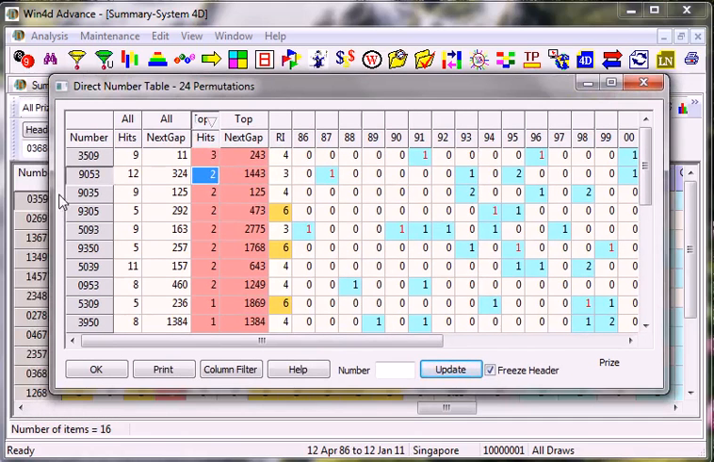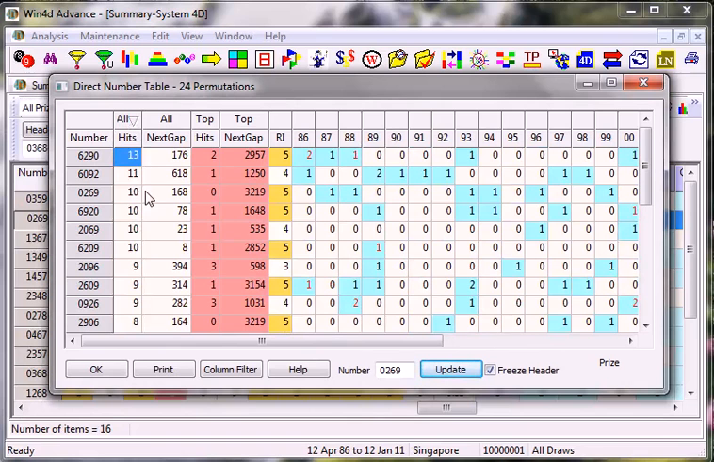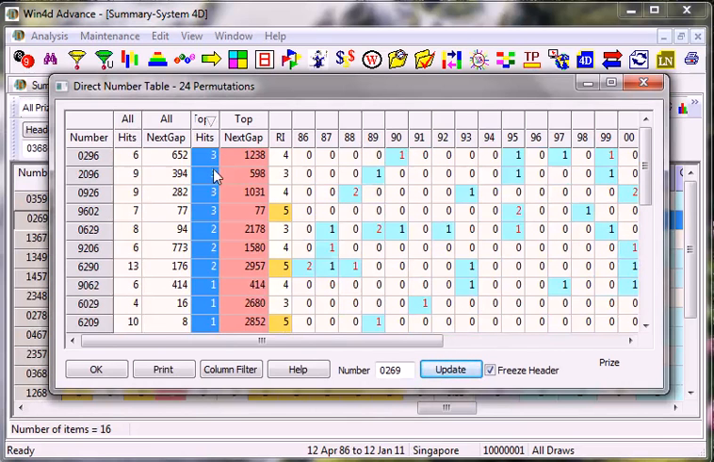Let's say we take a look at 0269. Same thing. The most frequent direct will be 6290, and the most frequent direct for top prize will be 0296.